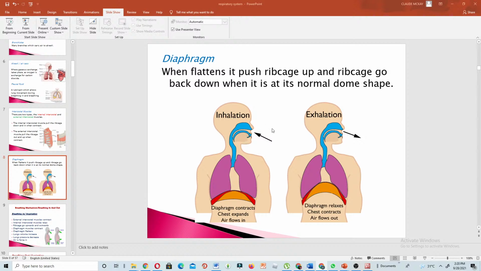Now, whenever we are breathing out, the diaphragm actually reacts differently, meaning that the diaphragm normally goes downward. And once it goes downward, it will actually take the pressure off the lungs so that the lungs can get some air out of the human body.